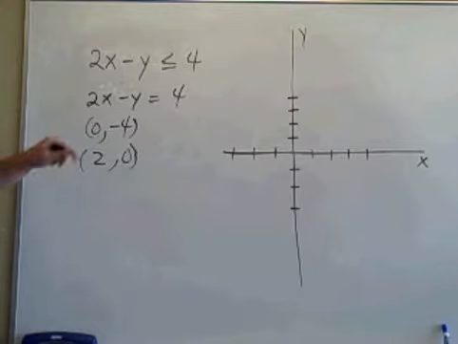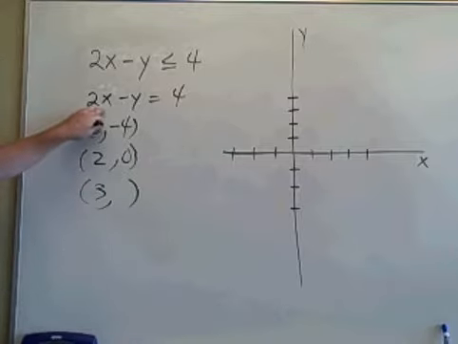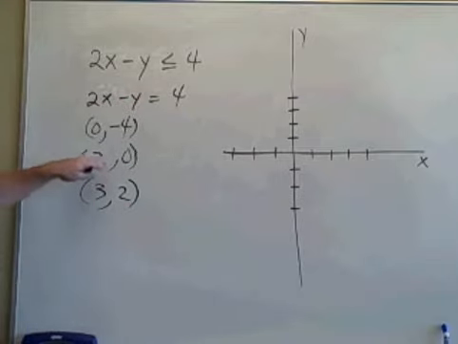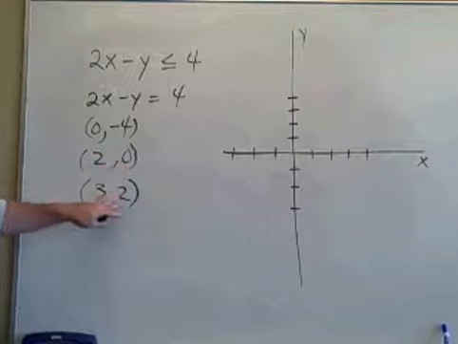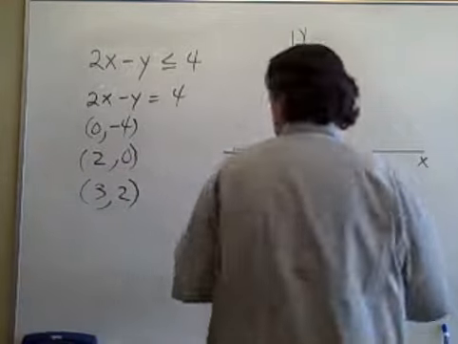And what about if, let's say, x is 3. 2 times 3 is 6. 6 minus what number makes 4? Wouldn't y have to be 2? If x was 3, 3 times 2 is 6, minus 2 is 4. And I've got 3 points that I can use to draw my line.